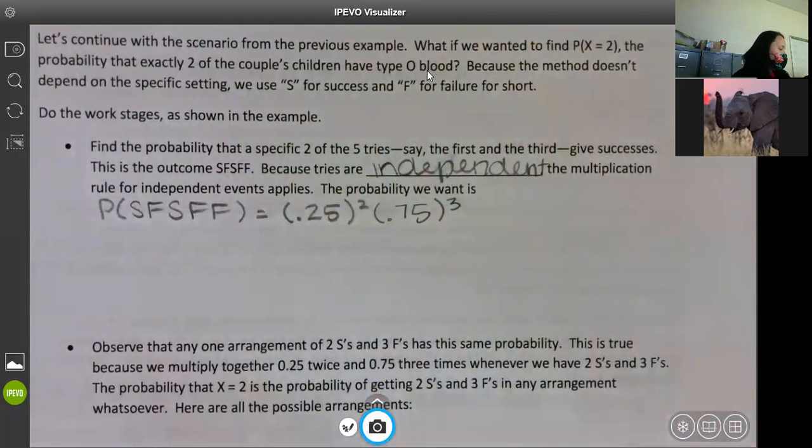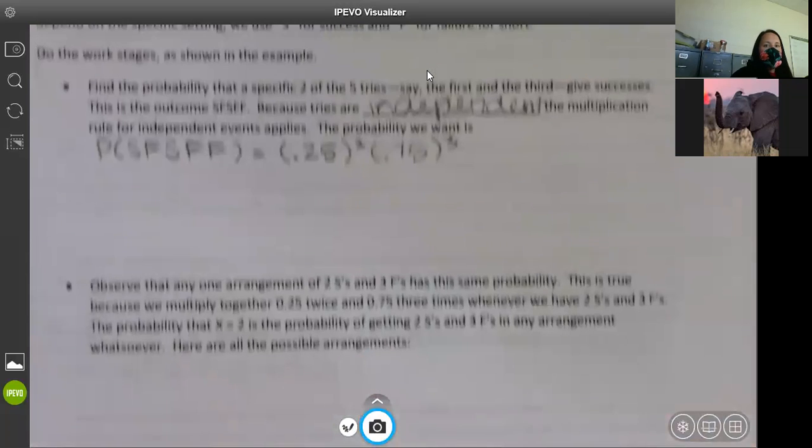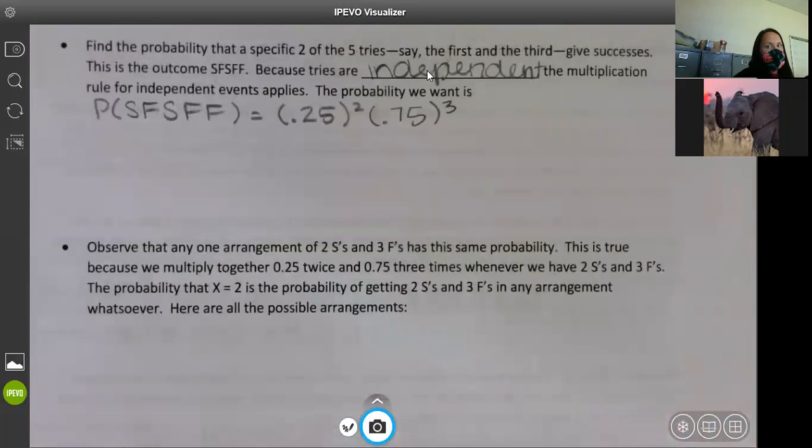Okay. So observe that any one arrangement of 2 S's and 3 F's has the same probability. This is true because we multiply together 0.25 twice and 0.75 3 times whenever we have 2 S's and 3 F's. The probability that X equals 2 is the probability of getting 2 S's and 3 F's in any arrangement.